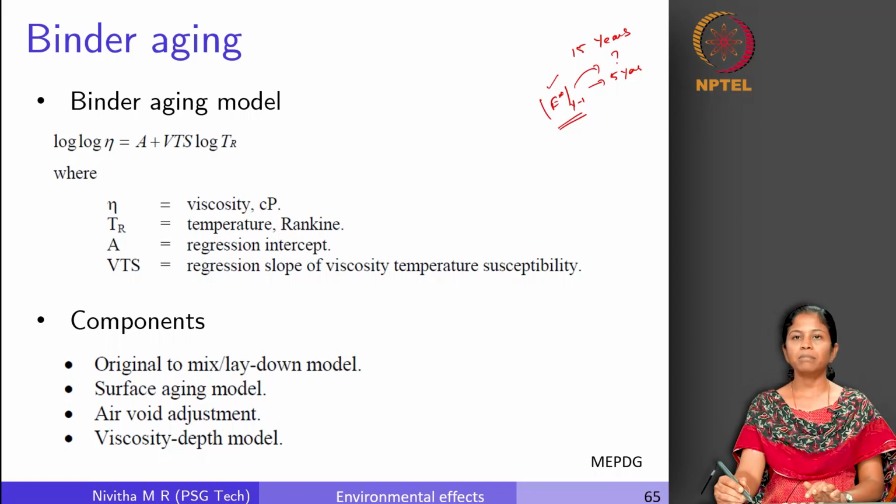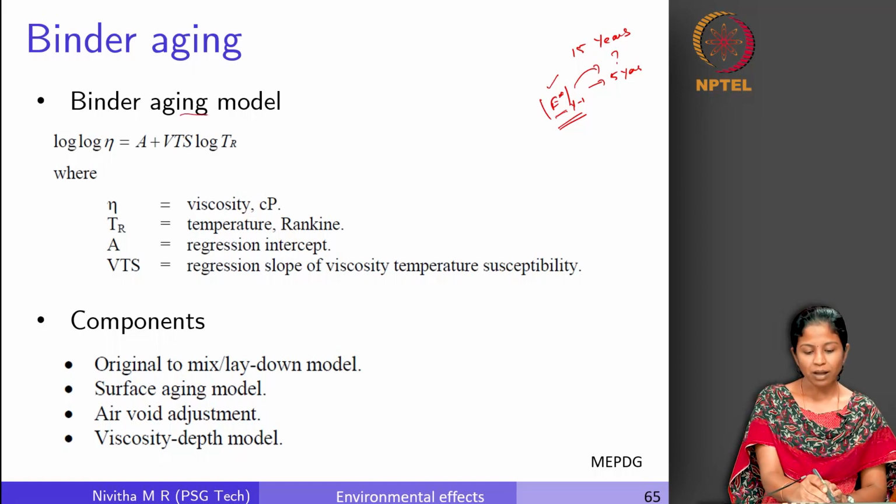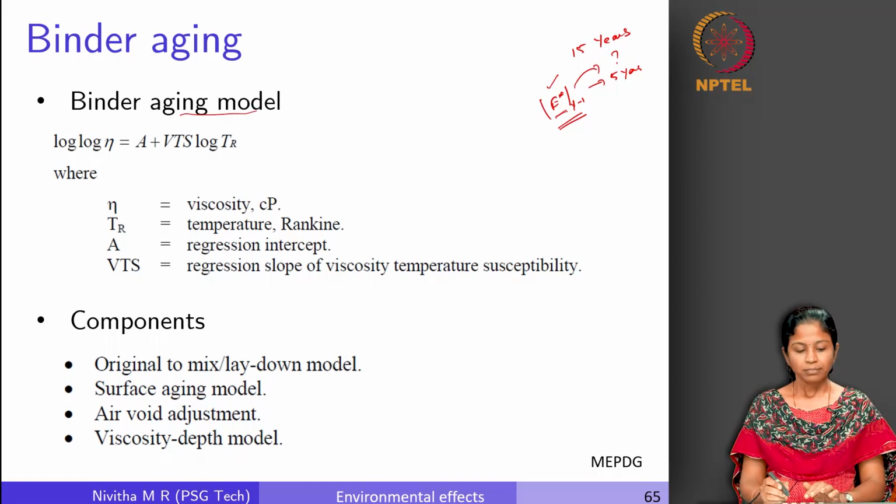Alternatively, if I am trying to capture the fatigue cracking response of the pavement, I will be using a lower modulus value than what the pavement will experience after 5 years. So, I am going to underestimate the fatigue cracking response of the pavement. So, to take into account the realistic effect, we also need to take into effect this variation in dynamic modulus as the pavement ages. That is done through a binder aging model. So, what is this binder aging model?